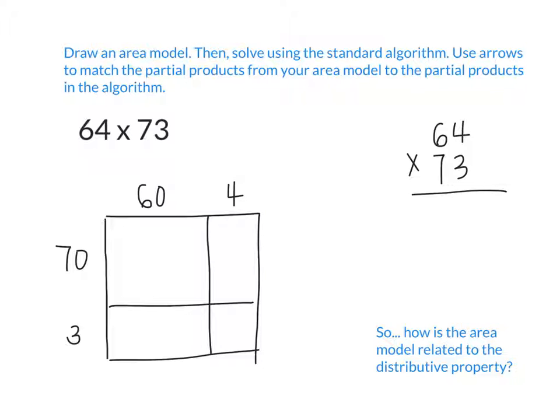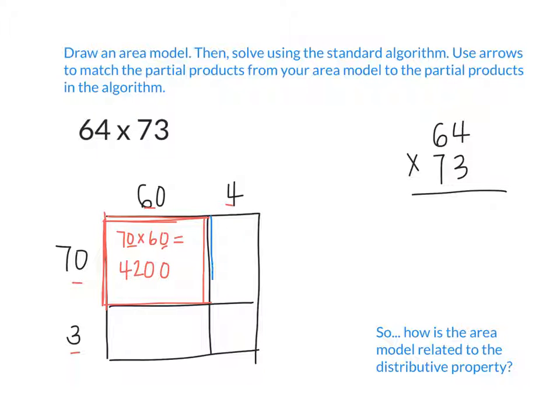So we know that 73 is the same as 70 plus 3, and we know that 64 is the same thing as 60 plus 4. Do you guys agree? What is the length from here to here? 70. What is the length from here to here? 60. So how do I find the area of this red portion? 70 times 60. Okay, so we can think to ourselves, what's 7 times 6? 42. And then how many factors of 10 do we have there? 2. 1, 2. So I add 2 factors of 10. So 70 times 60 is 4,200.